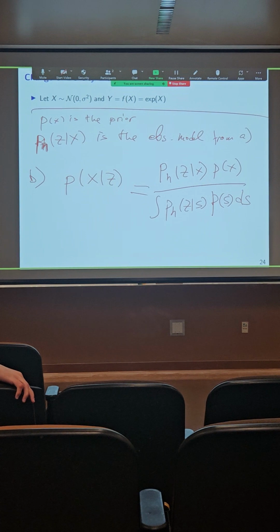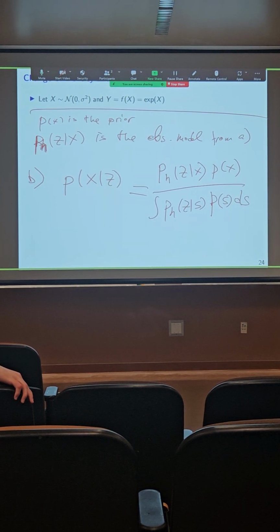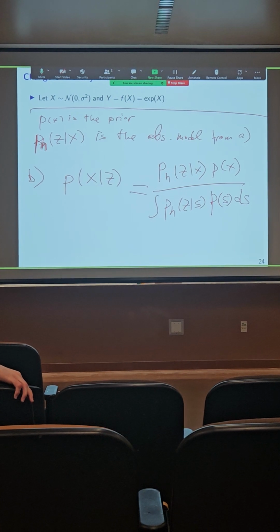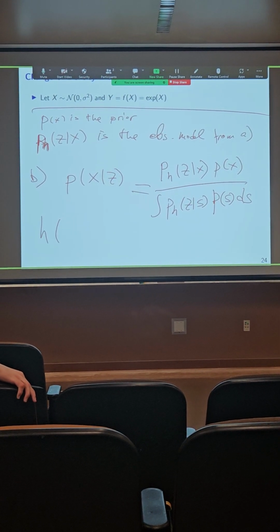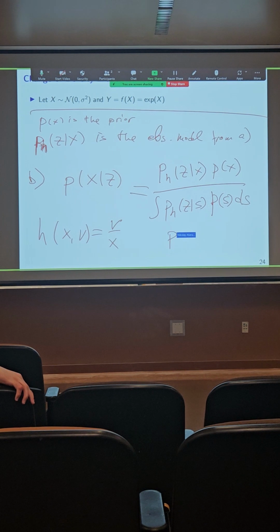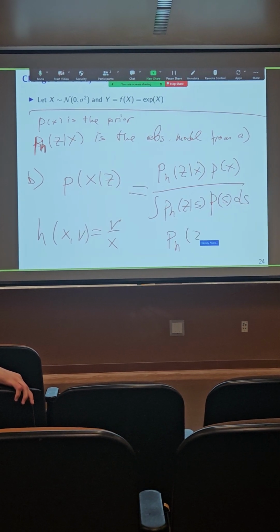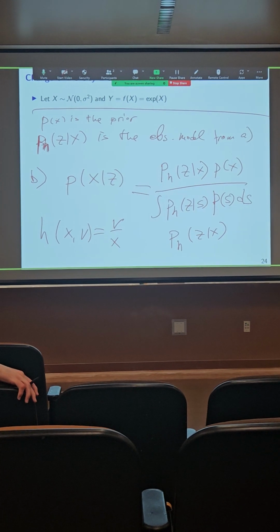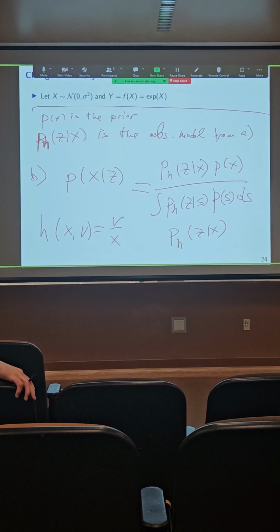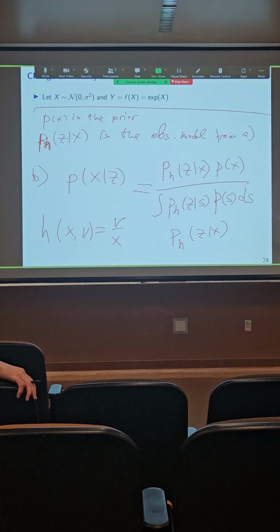Okay, but that's not the p, that is just h, right? So we first need to solve part A. In part A, we know that h of x and v is v over x, right? But we need to find what p of z given x is. That's the problem that was being asked about. So this term should depend on z.